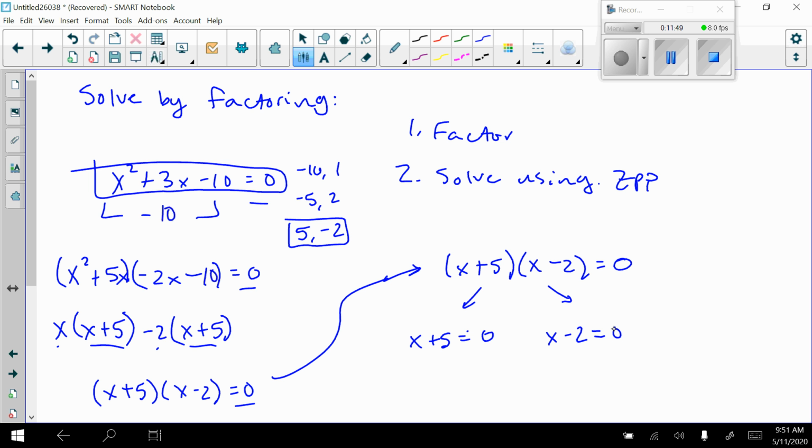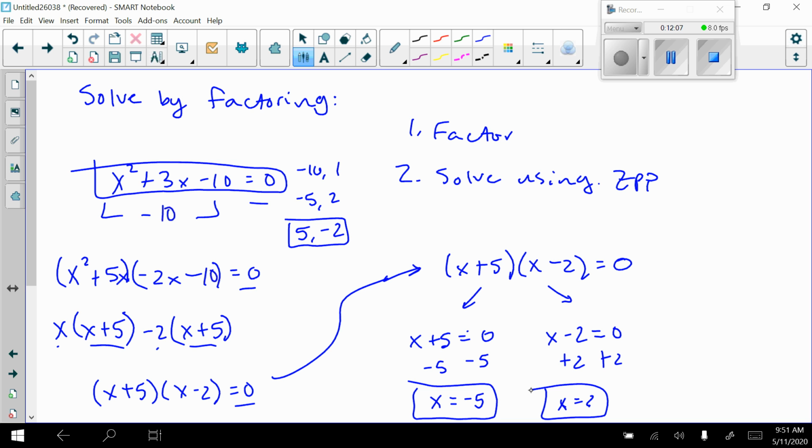And now these are really easy equations for me to solve. I have to subtract 5 here. I get x equals negative 5. I have to add 2 here. And I get x equals 2. And now these are my two solutions. X equals negative 5 and x equals positive 2.